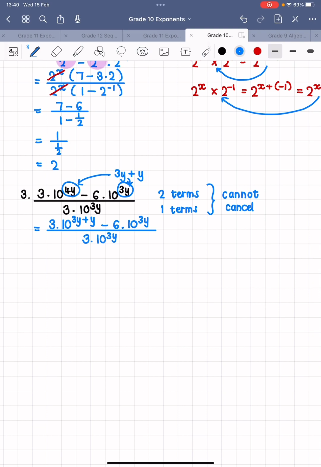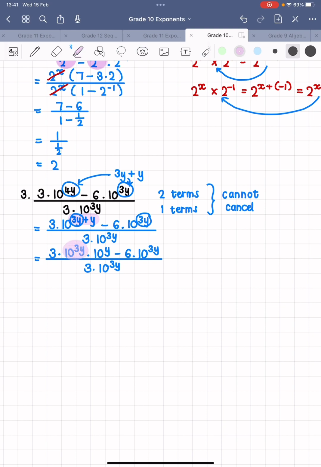All right, I'm almost ready to take out a common factor. I still need to split up this exponent because it has multiple terms now, because I wrote it as 3y plus y so that I would have a common exponent that will allow me to take that out as a common factor. So I'm going to have 3 times 10 to the power of 3y times 10 to the power of y minus 6 times 10 to the power of 3y, and that is all over 3 times 10 to the power of 3y. Now we should be able to see that lovely.